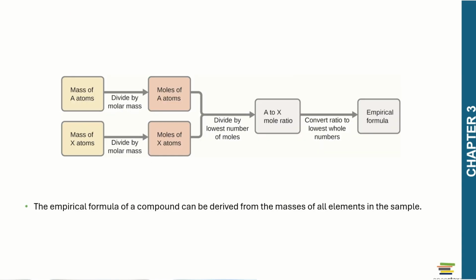So we have the mass of the atom, and we divide by the molar mass to find the moles. When you have the moles of atoms, you divide by the lowest number of moles, and then you have the mole ratio, and then you can find the empirical formula.